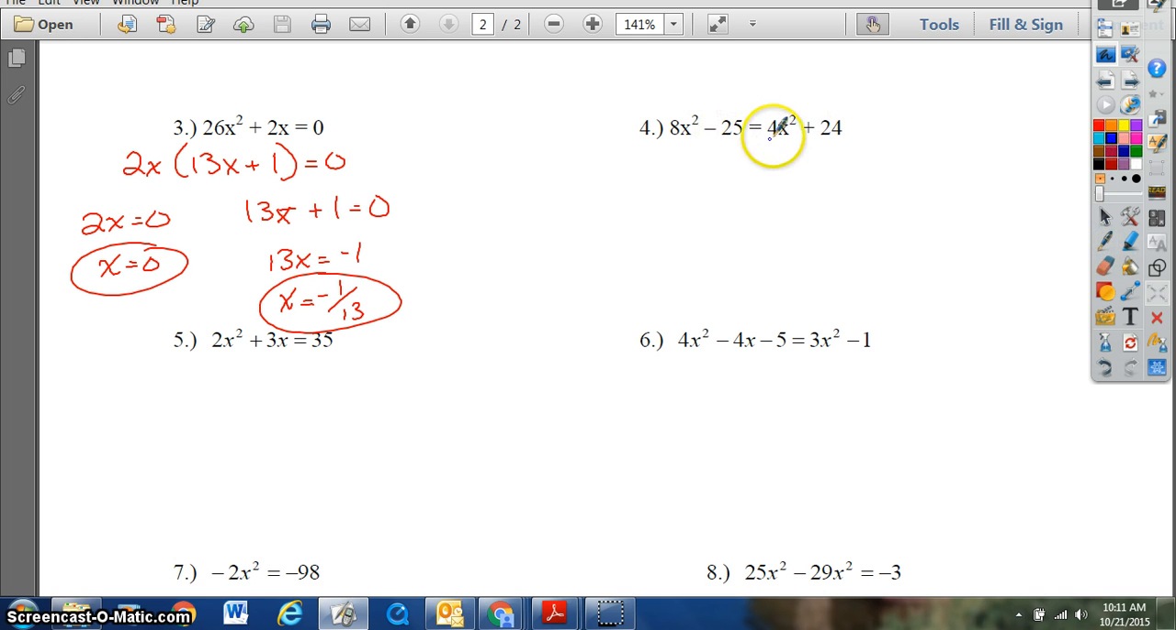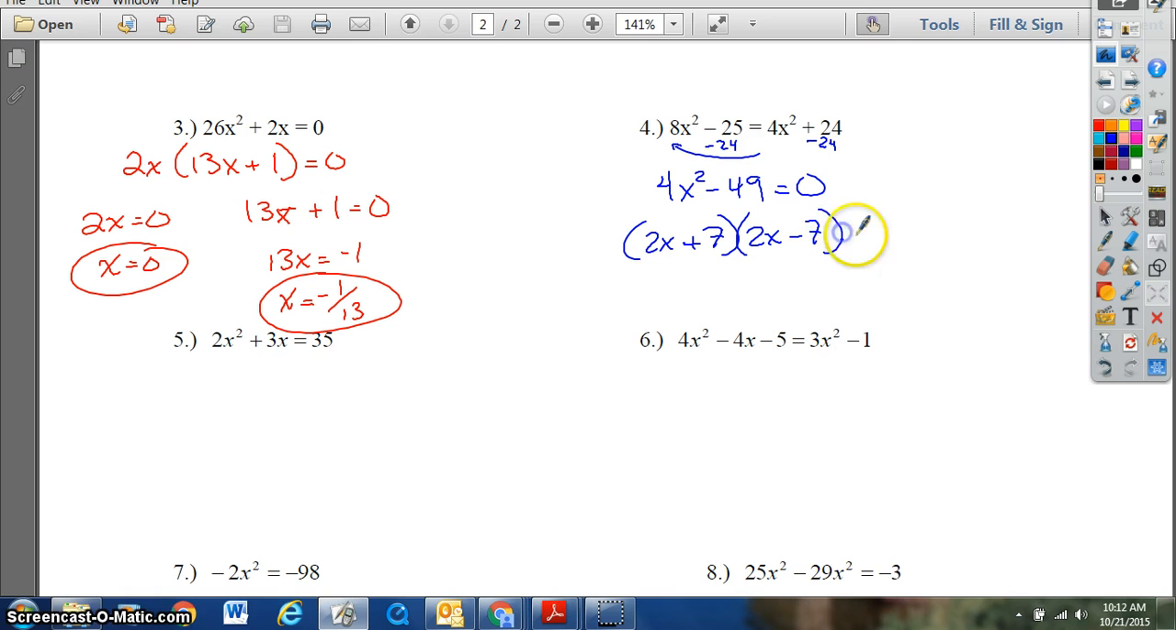Set this guy equal to 0. I'm going to move 4x squared over by subtracting it. 8x squared minus 4x squared is 4x squared. I'm going to subtract 24 over. It's going to give me minus 49. Perfect square separated by a minus. So this will be 2x plus 7 and 2x minus 7.